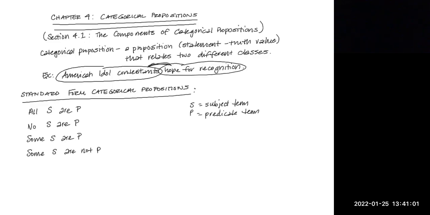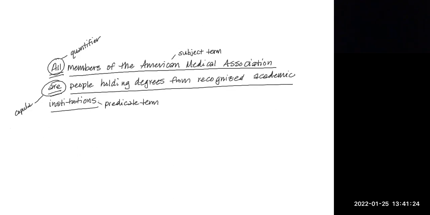Each one of these standard form categorical propositions has a letter associated with it that is shorthand for it. So all S are P, we call an A statement. No S are P, we call an E statement. Some S are P we call an I statement, and some S are not P we call an O statement. So in the example that we looked at, this would be an A statement.